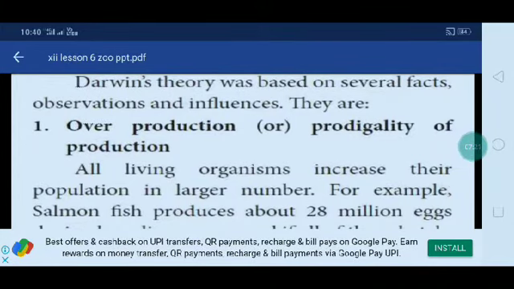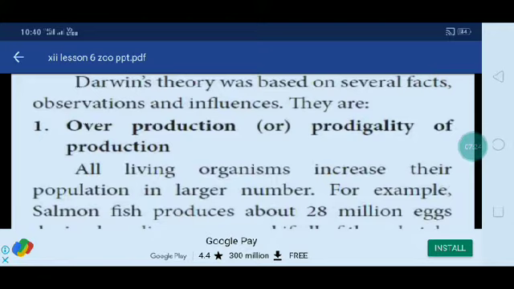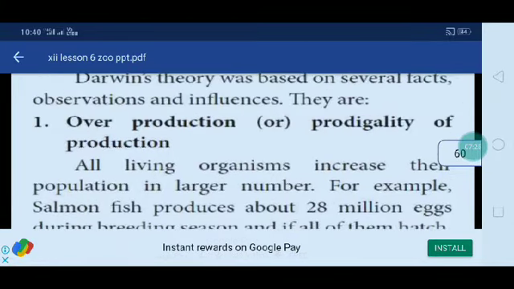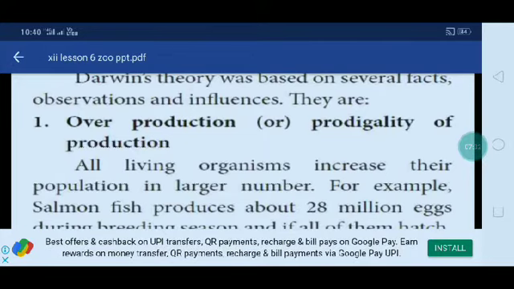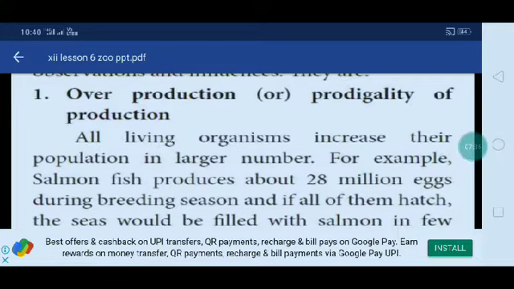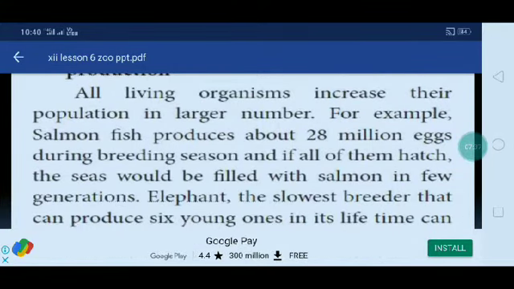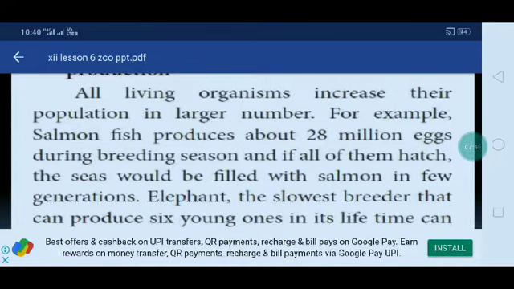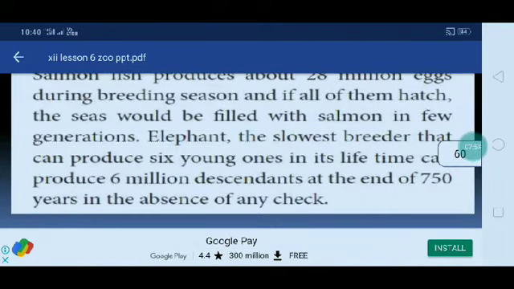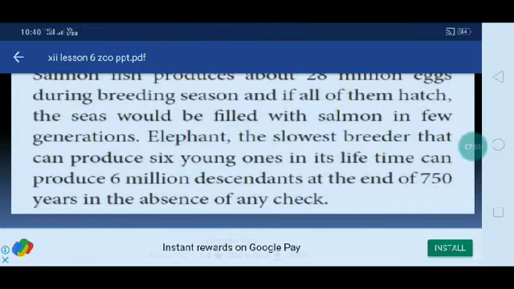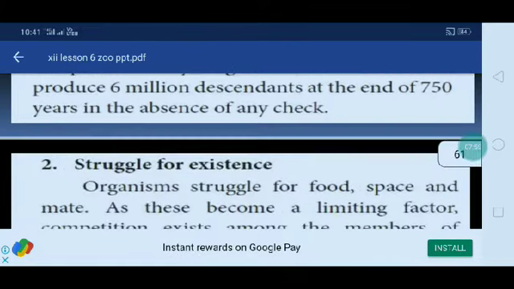Darwin's theory was based on several facts, observations and inferences. They are overproduction, or prodigality of production. All living organisms increase their population in large numbers. For example, a salmon fish produces about 28 million eggs during the breeding season, and if all of them hatched, the seas would be filled with salmon in a few generations. The elephant, the slowest breeder, produces 6 young in a lifetime, yet can produce 6 billion descendants at the end of some 50 years in the absence of any check.